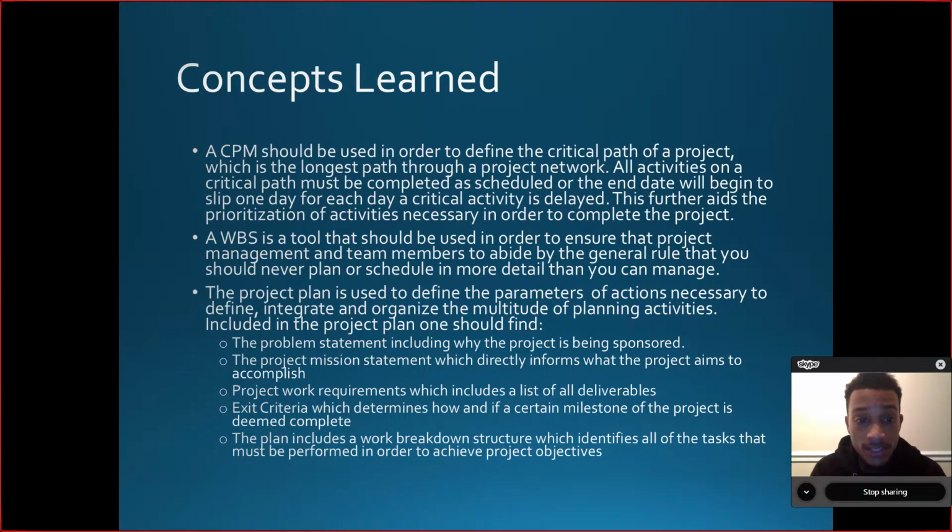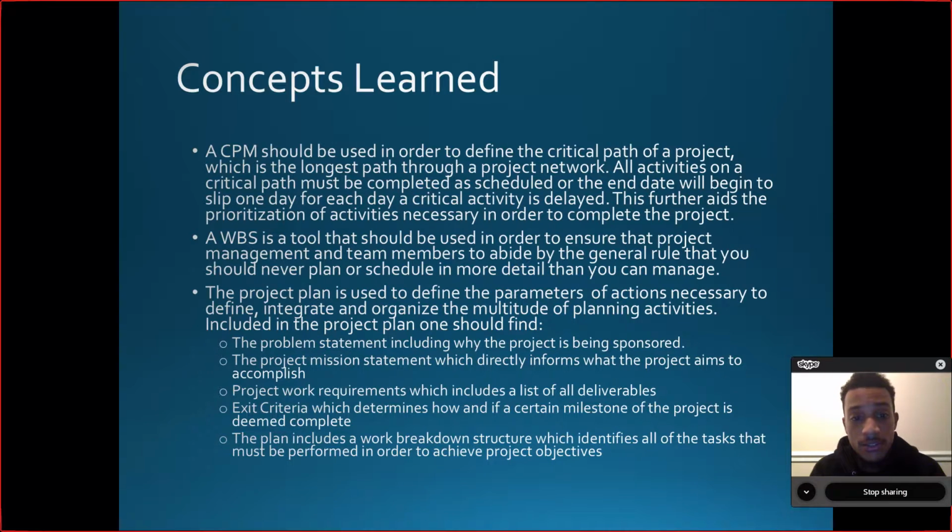A WBS, a work breakdown structure, is a tool that should be used to ensure that our project management and team members abide by the general rule that you should never plan or schedule in more detail than you can manage.